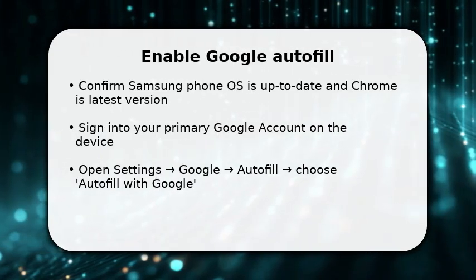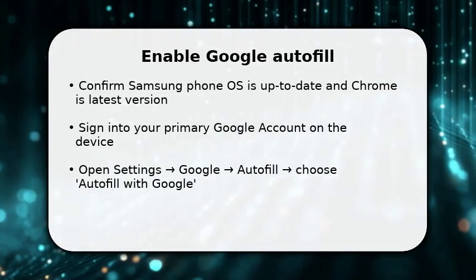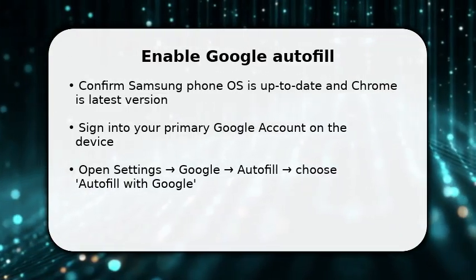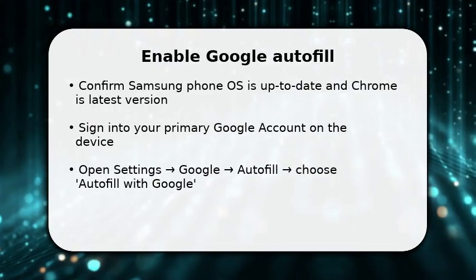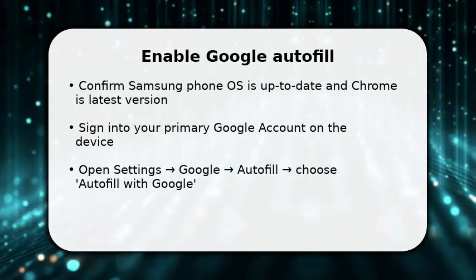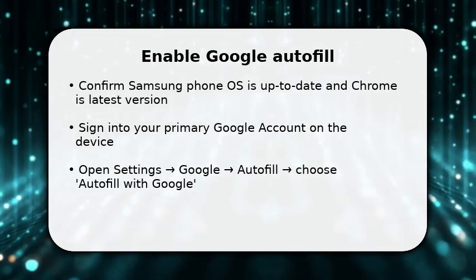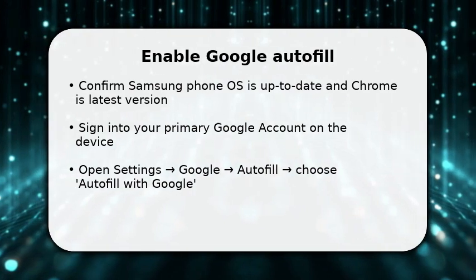Next, open Settings, tap Google, select Autofill, and pick Autofill with Google. This activates Google Password Manager for apps and sites. Do this now so saved credentials become available system-wide. Make sure you allow necessary permissions when prompted, which lets autofill detect login fields.